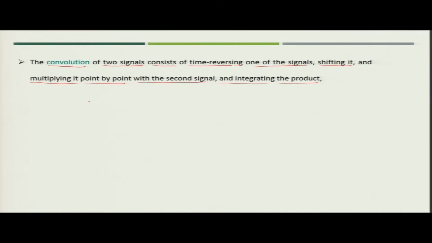How will we visualize this? Let us take one example so that you can understand the concept. Let us say there are two functions. One is a function like this, and the second is a function like this. When we say convolution of two signals means time reversing one of the signals, it means you are folding that signal. If you fold the signal, you take the mirror image of it, so it will become like this.